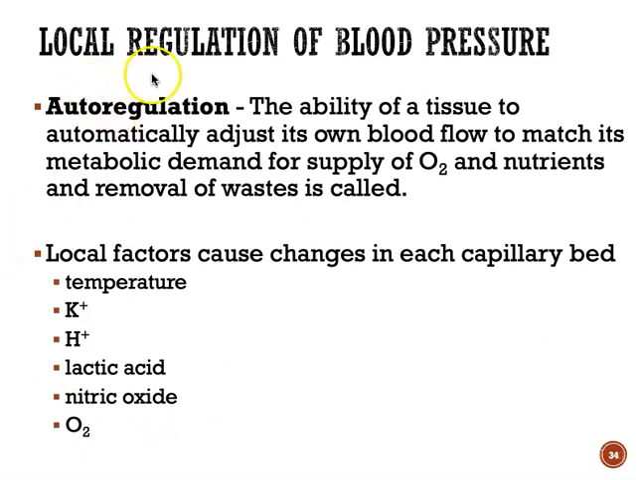And then the local regulation of blood pressure is called autoregulation. So it's the ability of tissue to adjust its own blood flow to match its metabolic demand. So for example, let's say you're really hammering away at something with your right hand. Your left hand is not really doing anything. Your left arm's not doing anything.